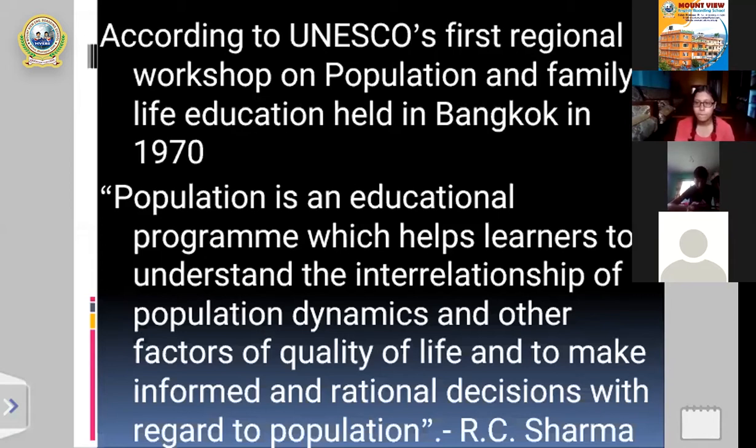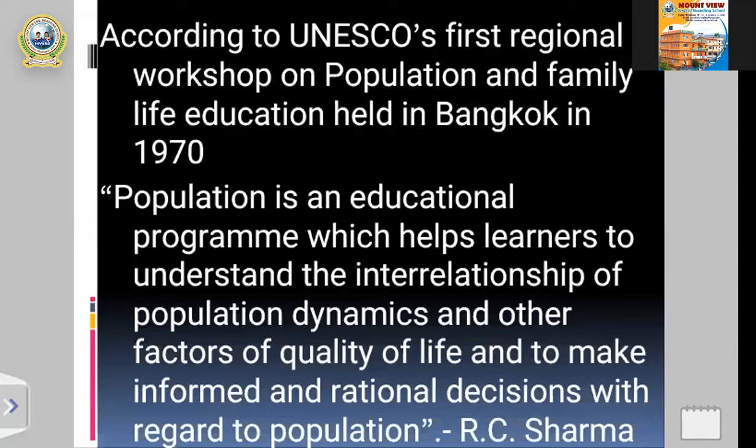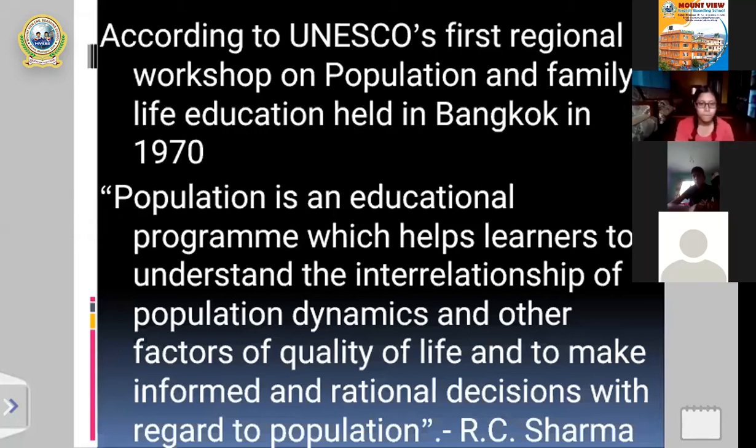As we all know, population education is an educational program which helps learners to understand the interrelationship of population dynamics and other factors of quality of life. Different factors of quality of life are there, like health, education, shelter. And to make informed and rational, right, fair, correct decisions with regard to population. This is the definition according to R.C. Sharma.